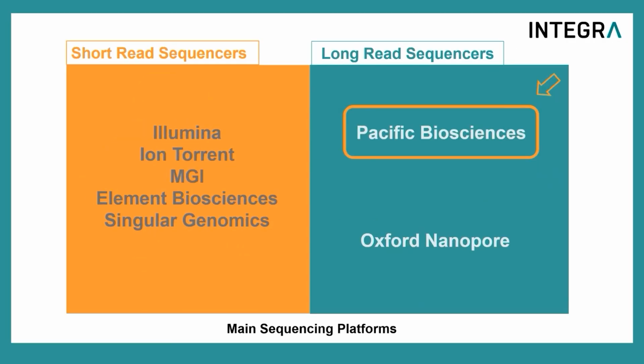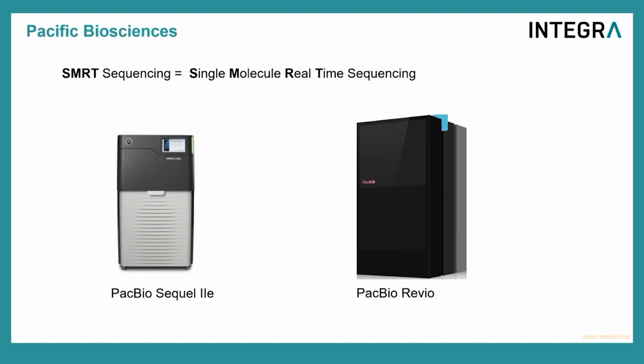Now, let's dive into the first of the two long-read sequencing technologies, Pacific Biosciences. PacBio describes their technology as single-molecule real-time sequencing. Their first long-read sequencer was launched into the market in 2011, marking a significant milestone in genomic research. Currently, PacBio offers 2 main sequencers, the Sequel IIe and the Revio system. The Revio system is the high-throughput option addressing the diverse needs of researchers and clinicians in the genomics field.